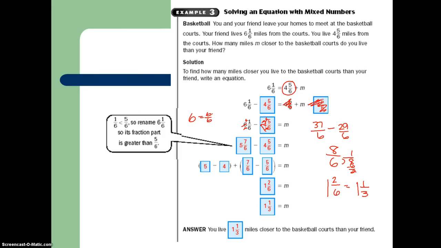So either way you do it is going to work. If you want me to explain this a little bit better, you can always ask me to explain this. Again, I do think the improper fraction way is easier because it works with all operations.